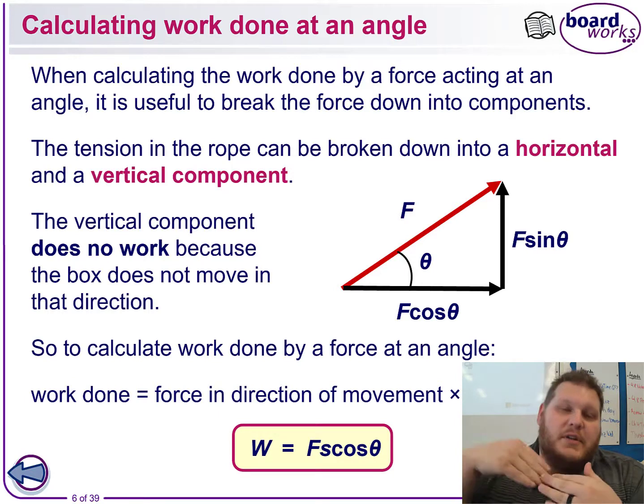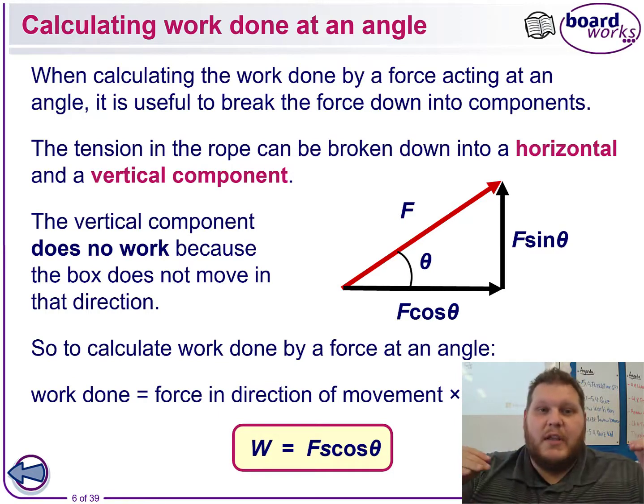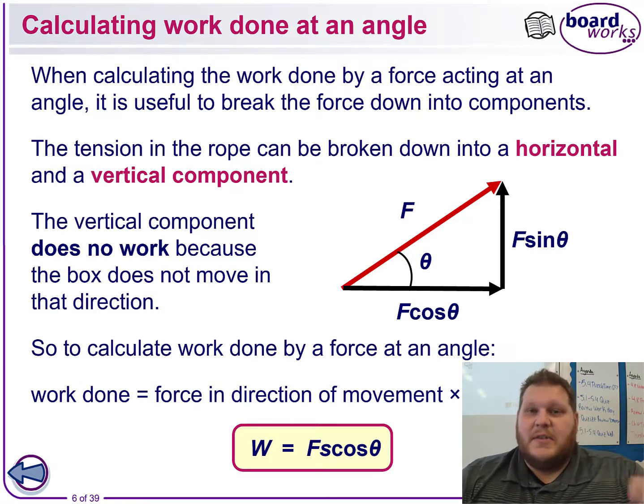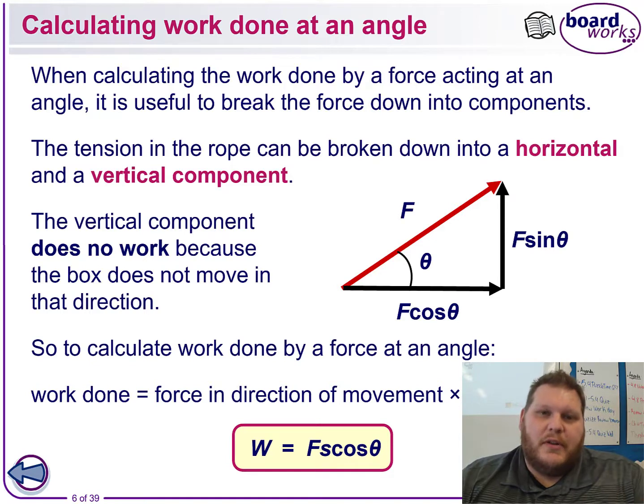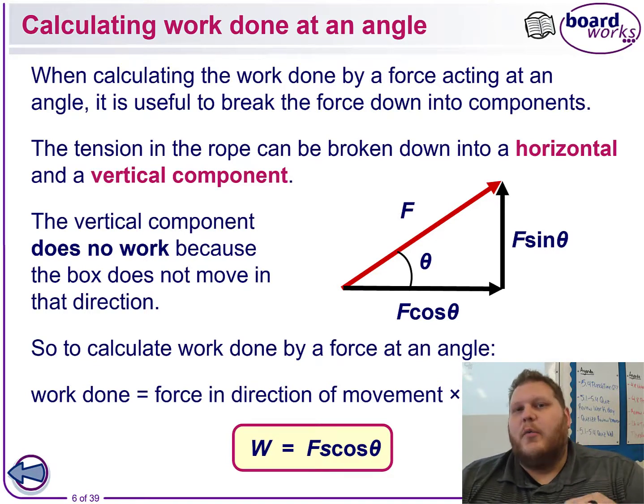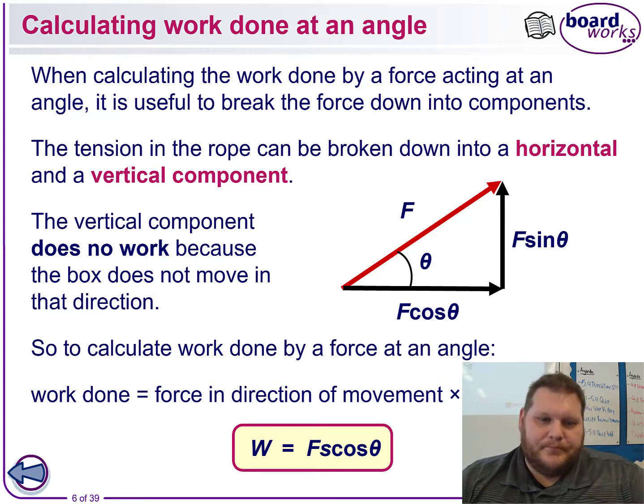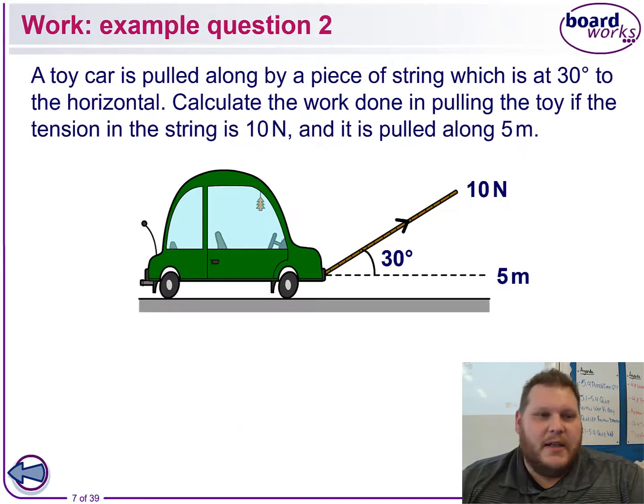When we have force applied at an angle, and again, we're assuming here that it's a horizontal movement, this is our new formula. Basically, it's still force times the distance that it travels, we just have to multiply by the cosine of whatever angle the force was applied at. So we'll take a look at an example of what that looks like.